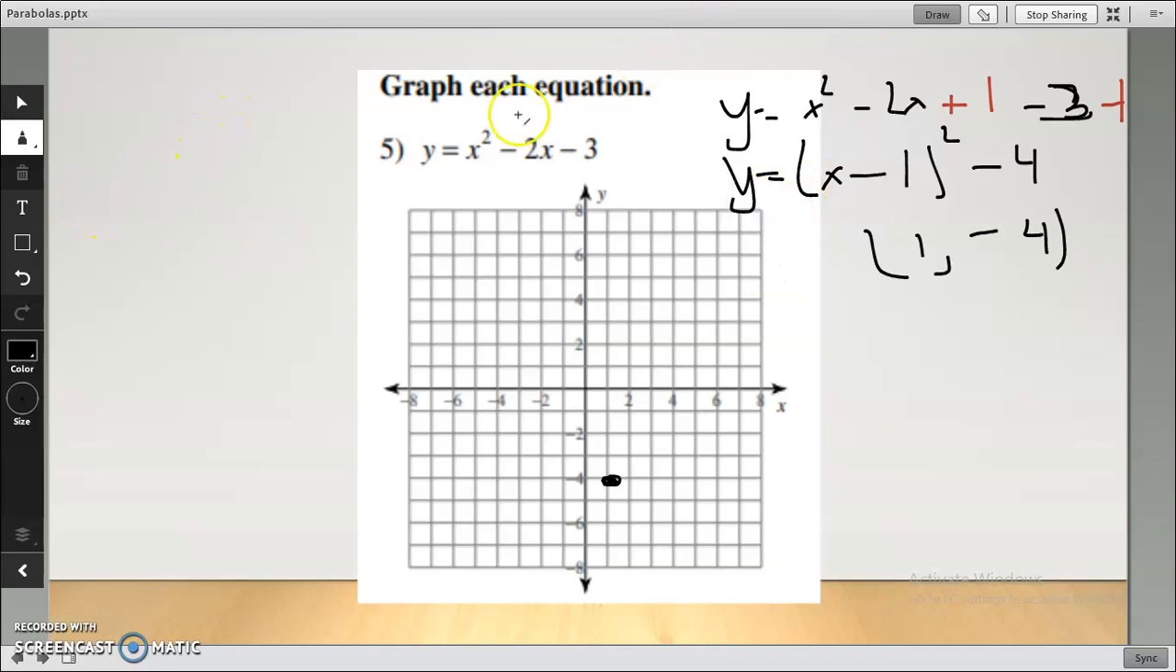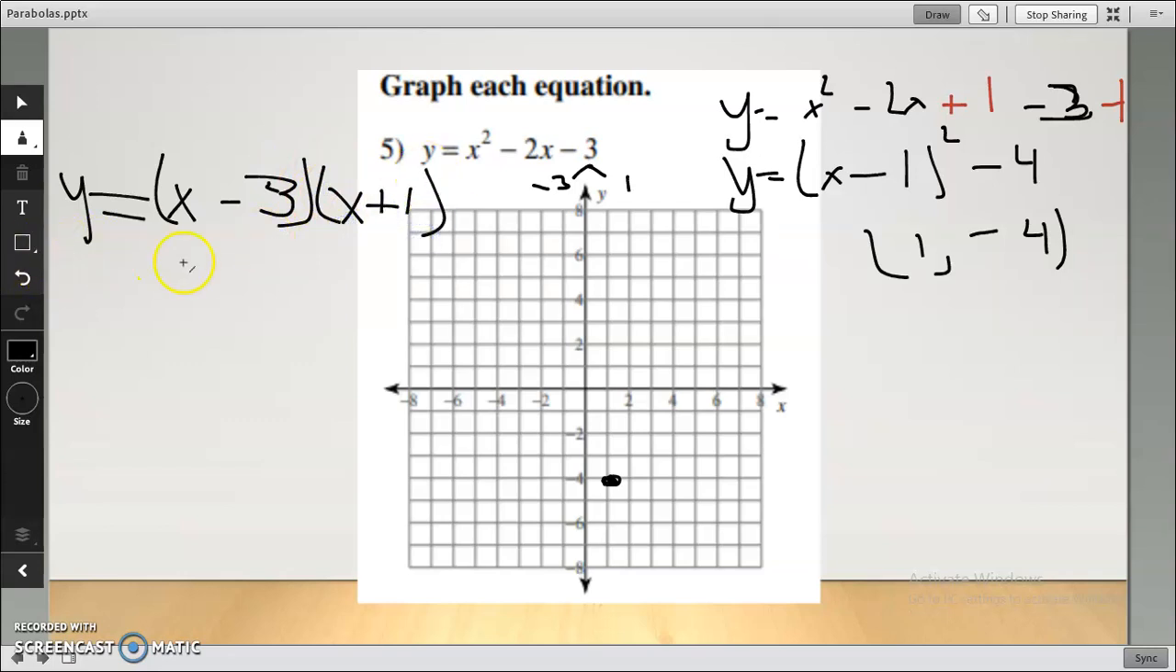Now let's factor this, and that's again a review for us. We should know how to factor. So I have negative 3. The factors of negative 3 that add to negative 2 will be negative 3 and 1. So that's going to give me y equals x minus 3 and x plus 1. According to the zero product property, I set that equal to 0. So that's going to give me x minus 3, and 0 is equal to x plus 1.